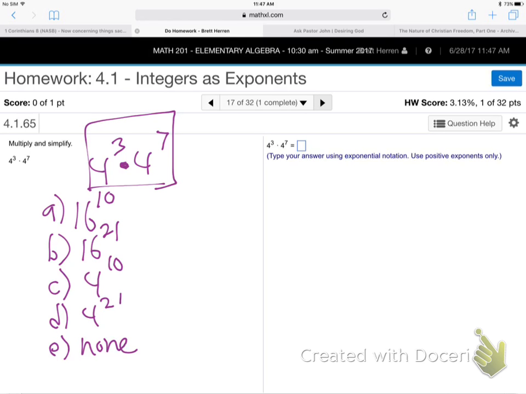Let's do it as a group. Are you ready? Everybody want to look up there for a second? 4 to the third times 4 to the 7th. Think about what answer you think is right. Are we all ready? How many say A? Couple, 5, 6, 7, 8 say A. How many say B? Nobody likes B. How many like C? Maybe 6, something like that. How many like D? Nobody likes D. How many say it's none of the above?